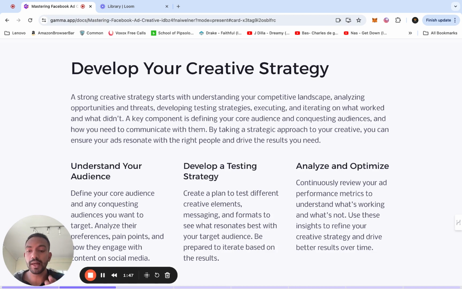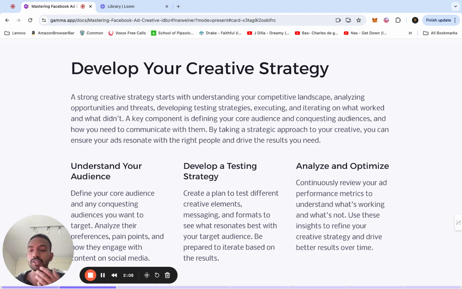Number three, analyze and optimize. Like I said, you want to continuously review your ad performance and the key metrics. In other words, your KPIs, your cost per click, your CTR, your CPM, your frequency, your reach, your hook rates, your ROAS, your add to carts, all of the relevant metrics that you need to be monitoring, you need to be keeping a keen eye on a daily basis.